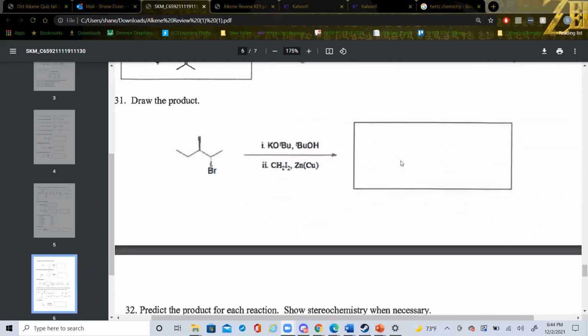Okay. Number 31 is a bad question. You just need to know that if you have this guy right here, you would have formed a triangle. It's just what you have to know. So as bromine leaves, this is going to form a double bond. So what the structure is going to look like is it's going to look like this. That's what KT butyl does.